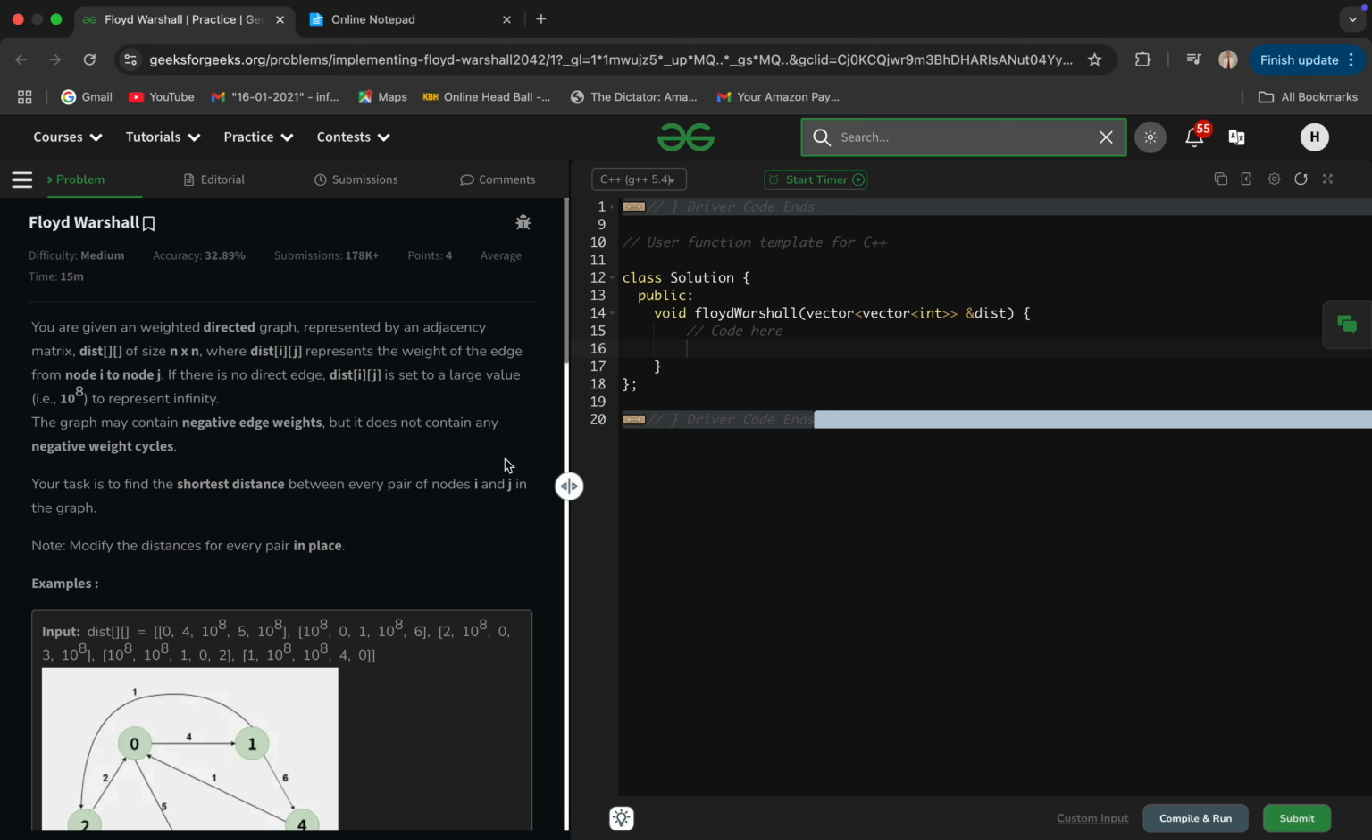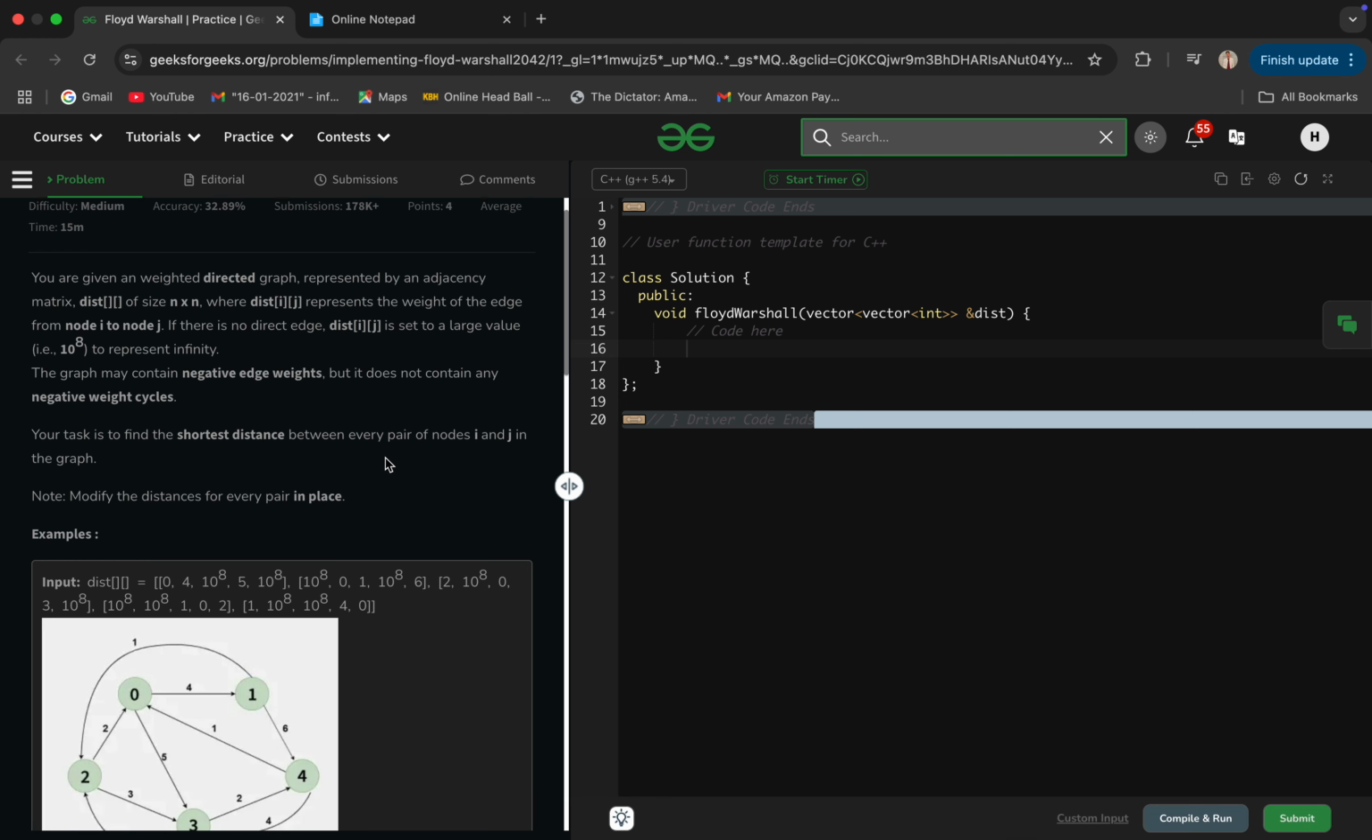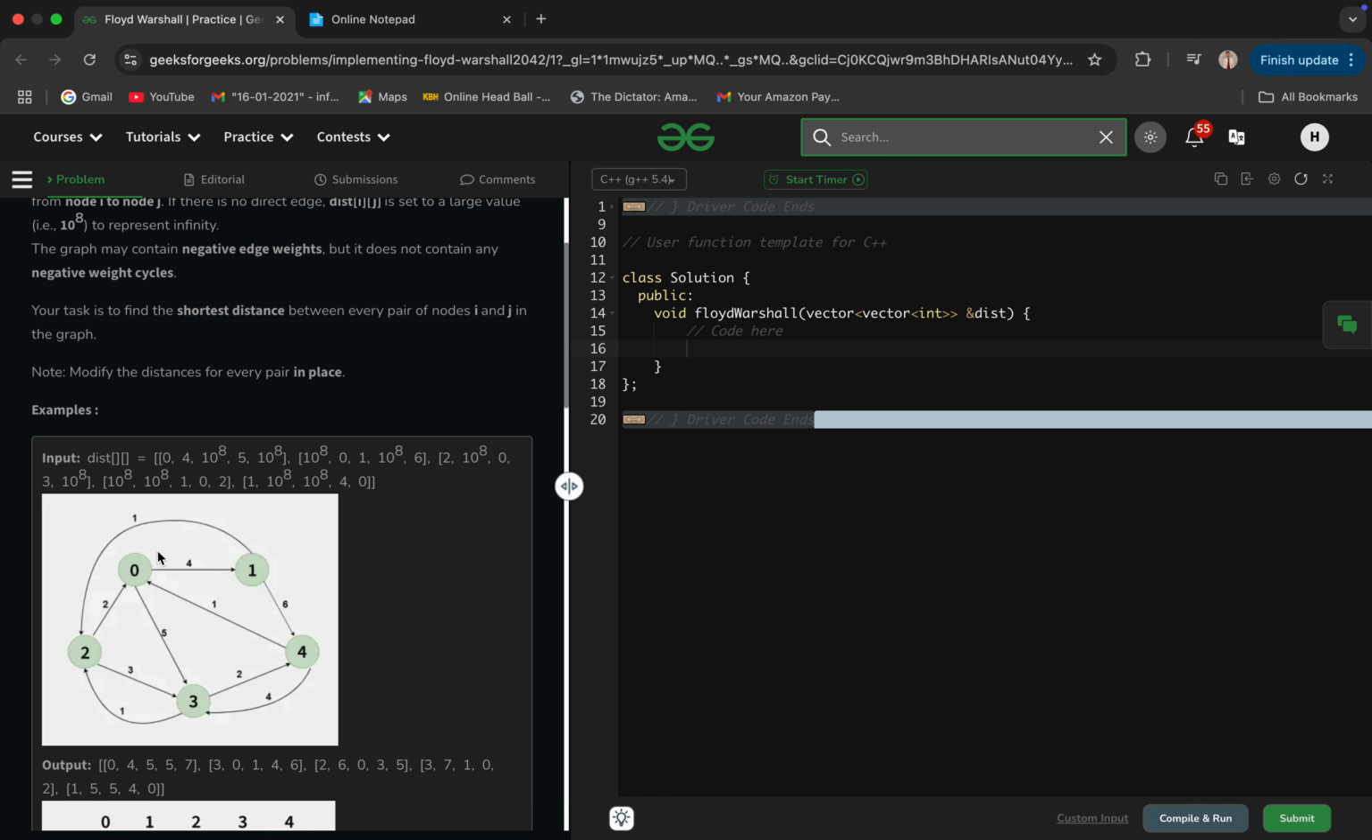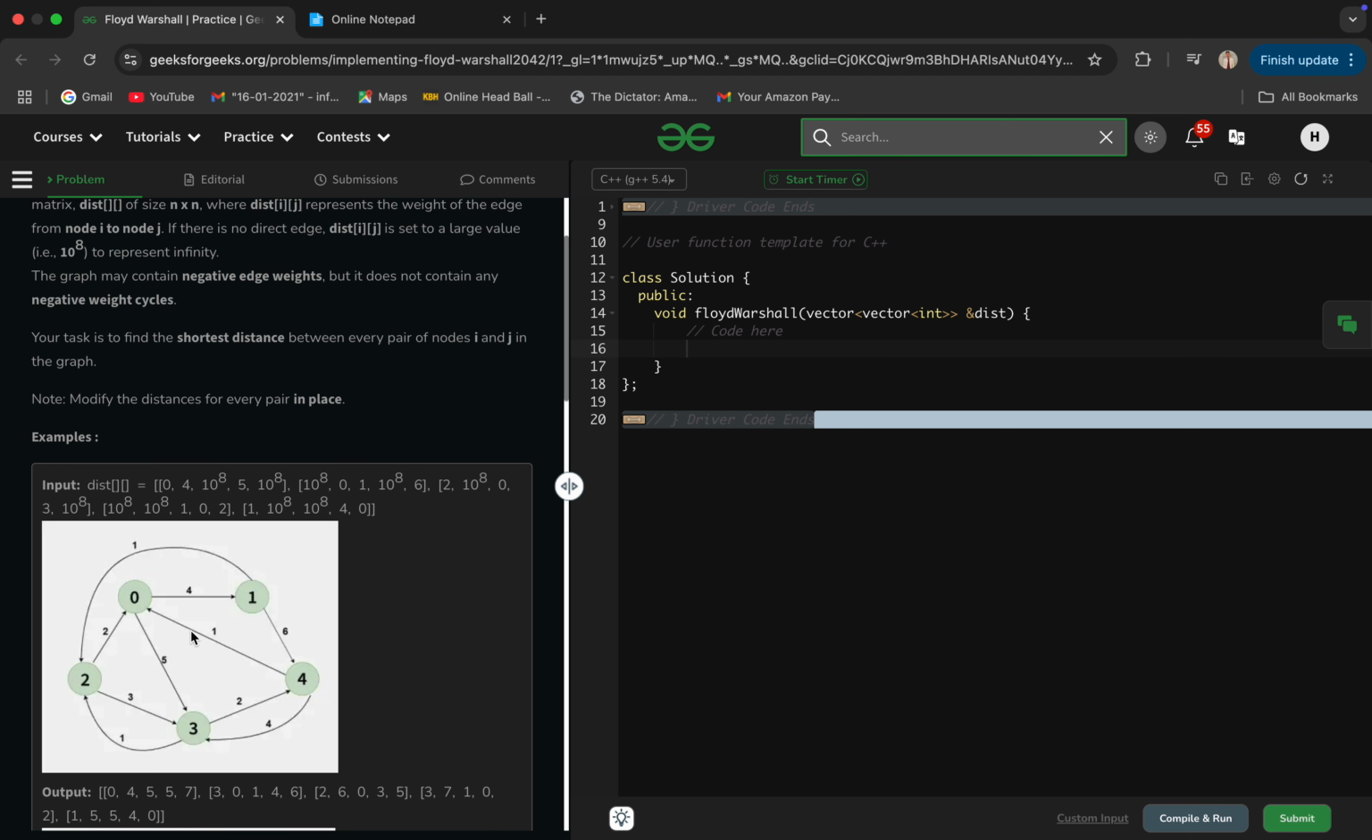So today we are going to solve GFG problem of the day, that is Floyd Warshall. You are given a weighted graph represented by adjacency matrix dist of size n cross n, where dist of ij represents the weight of the edge from node i to j. So let's suppose if node i is 0, node j is 1, then this particular thing represents 4. So this represents weights between any two particular nodes. I will explain this later.